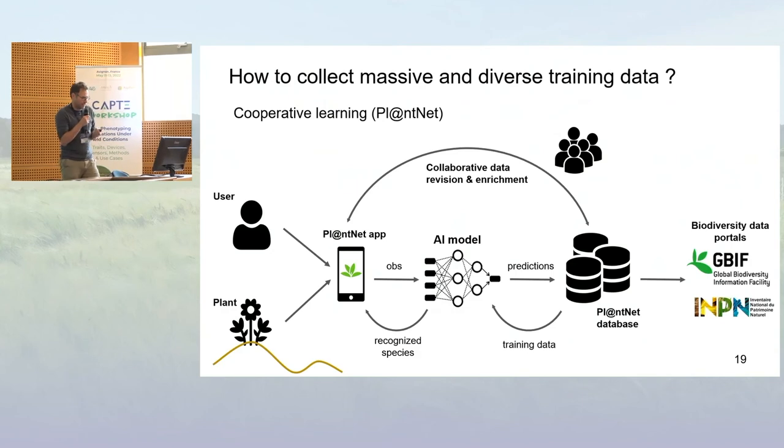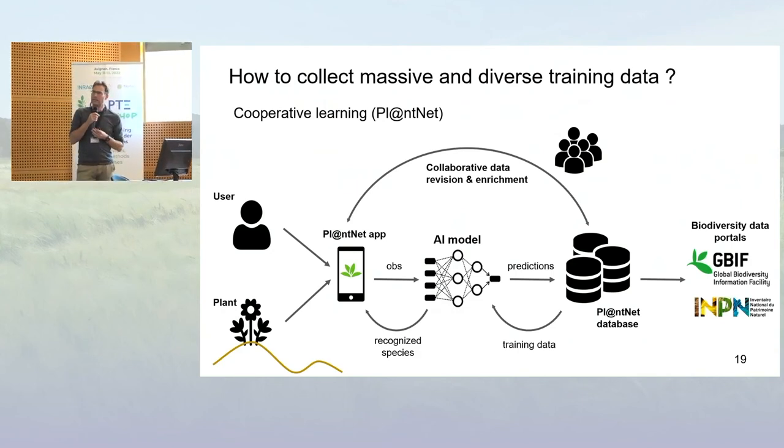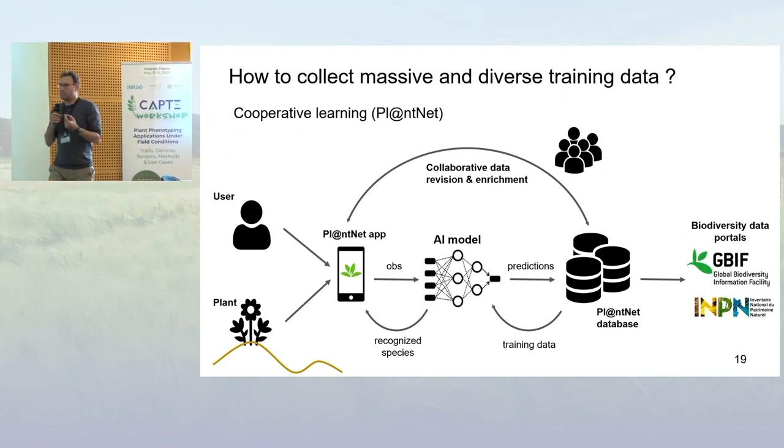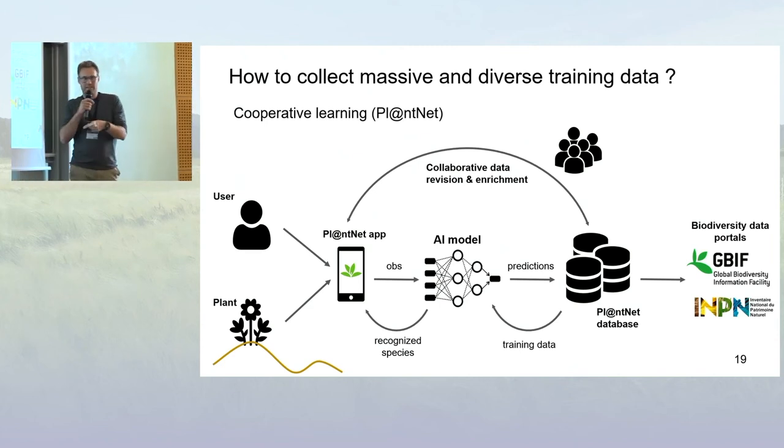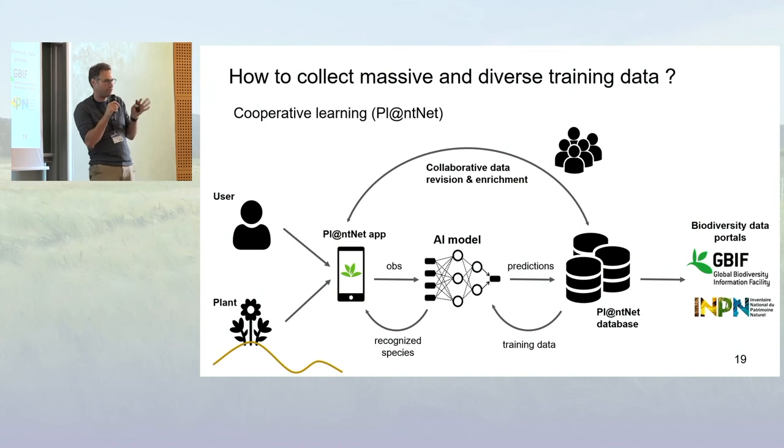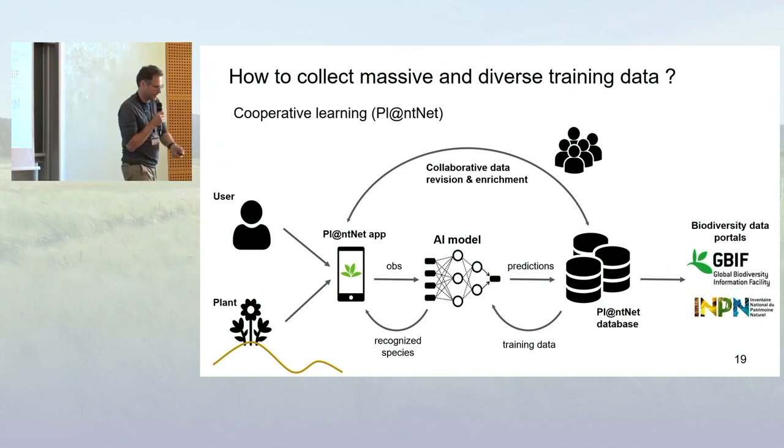And we need more training data. That's an important point. So how to collect massive and diverse training data? Basically, we did that for PlantNet. When we started PlantNet 10 years ago, we were working on maybe 300 species, only scans of leaves, you know.